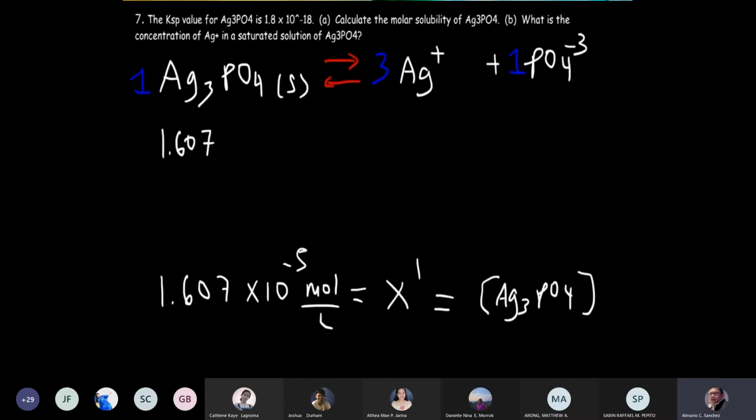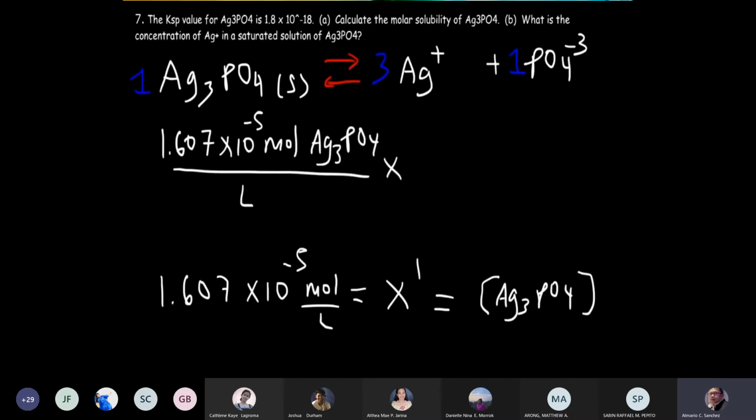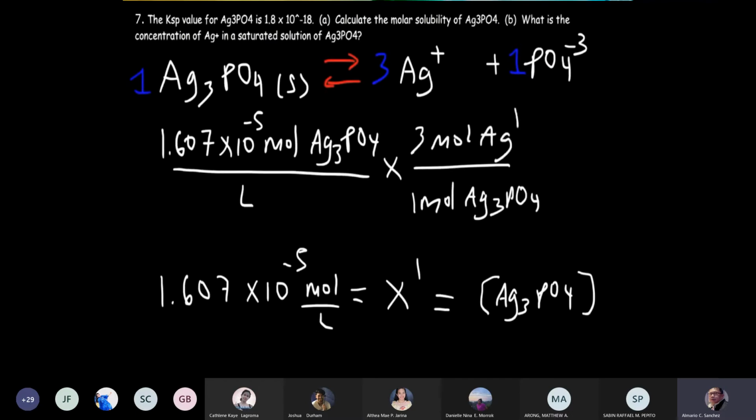So start with what you have. 1.6 times 10 to the negative 5 moles of silver phosphate that's dissolved in a solution per liter. And now for every mole of Ag3PO4 that's dissolved, there's going to be 3 moles of Ag plus dissolved along with it. And so that's why we need to multiply by 3.